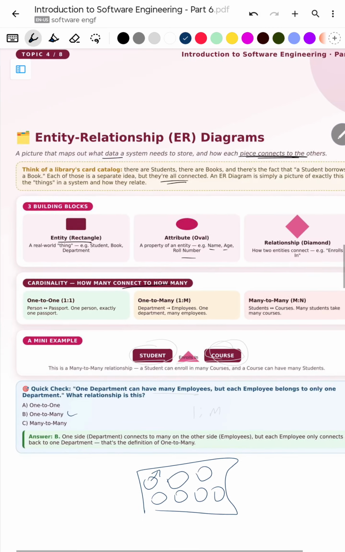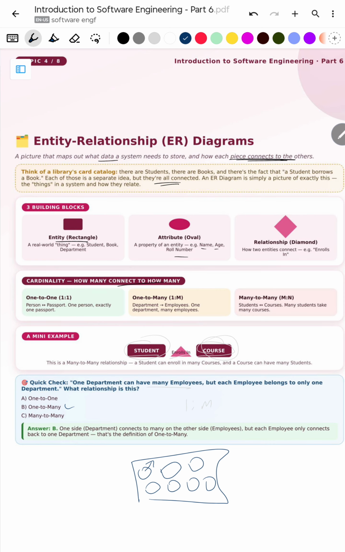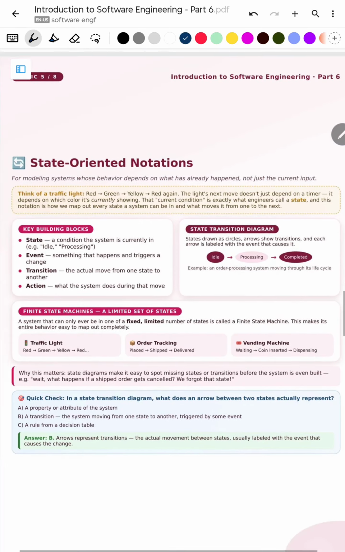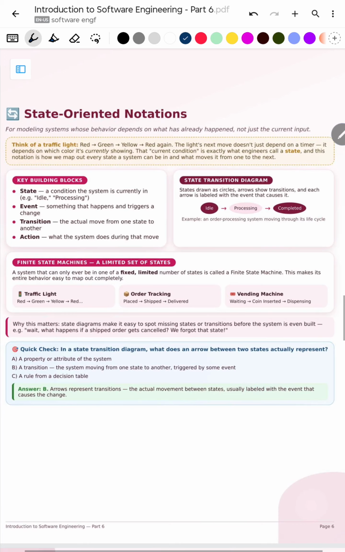I hope you have understood this thing. Entity is rectangle and attribute is an oval and relationship is a diamond according to this. Okay. Hope you have understood. It was not very complex. Simple to understand hopefully. Next come to state oriented notations.